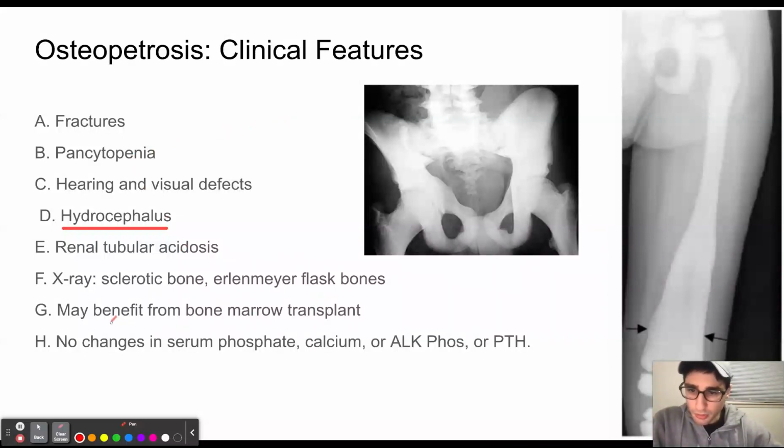Also, patients are going to be benefiting from a bone marrow transplant. And just like osteoporosis, there's not going to be any changes in serum phosphate, calcium, alk phos, or PTH, which is parathyroid hormone.